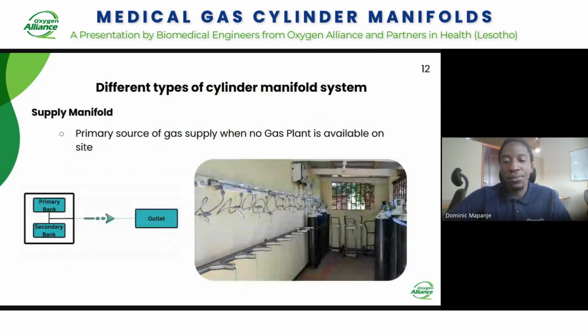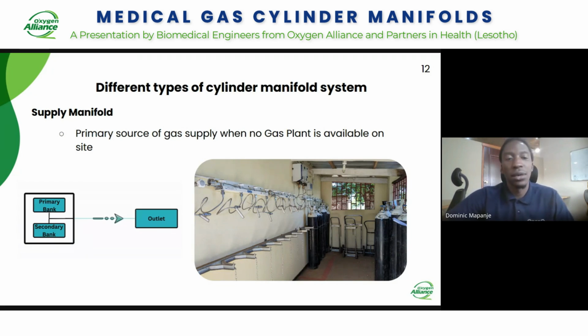And then moving forward, we'll see different types of manifold. So there are different types of these gas manifolds. We have the supply manifold, then we have the backup manifold, and the cylinder filling manifold. For the supply manifold, this will be your main source of gas when you have no other gas plant at the site. So this means you procure cylinders filled with gas from elsewhere, and then you put them on your manifold, and you'll be supplying from that manifold. So you have no other gas source or gas plant. The manifold is the main source of gas that you have on your site.